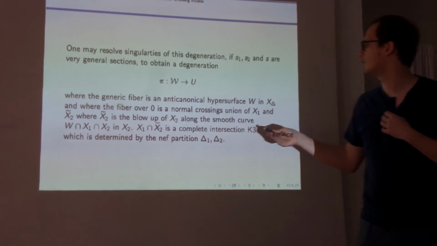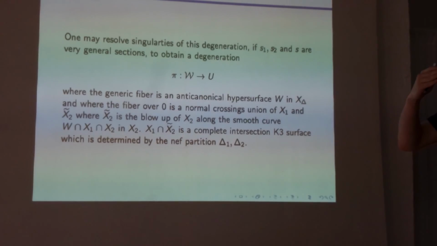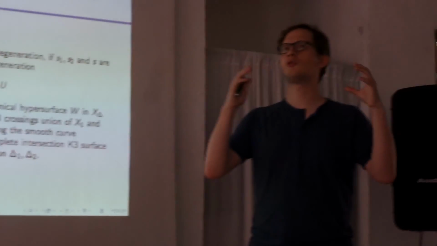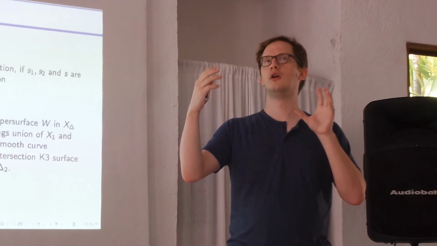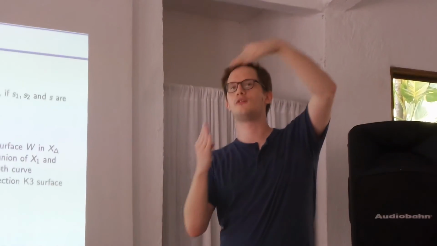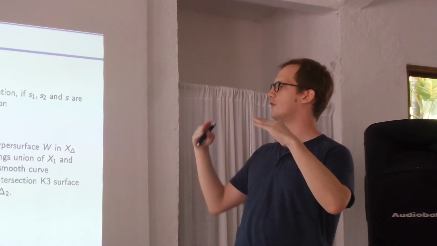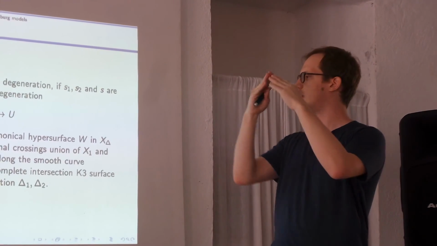So X1 and X2 is a complete intersection of K3 surfaces. It's kind of interesting because you're seeing basically three different kinds of mirror symmetry here. You're seeing mirror symmetry for the Calabi-Yau threefold, you see mirror symmetry, I'll explain this later, for the Fanos, and you see mirror symmetry for the fibers of the fibration of the mirrors.